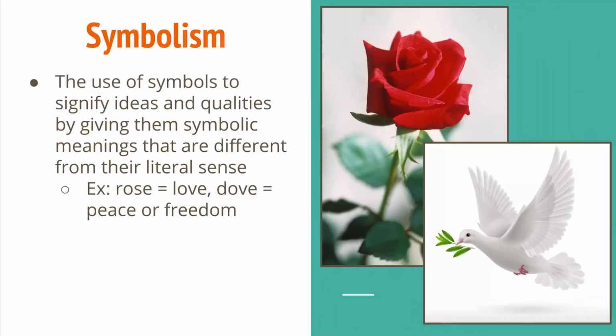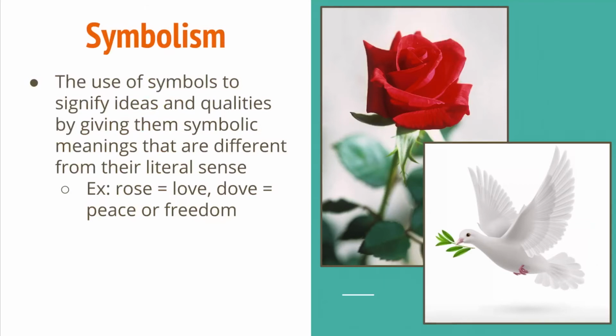So let's move on. Our second literary device is symbolism. Symbolism is the use of symbols to signify ideas and qualities by giving them symbolic meanings that are different from their literal sense. So the important part in this is the phrase that are different from their literal sense. So for example, we can have a rose that signifies love, or a white dove that signifies peace or freedom.